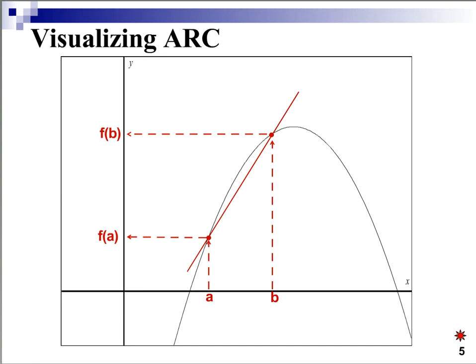What's most important for you to remember as you do calculations on average rate of change is that all you're doing is computing the slope of a line between 2 points. So let's do some examples of some actual calculations.